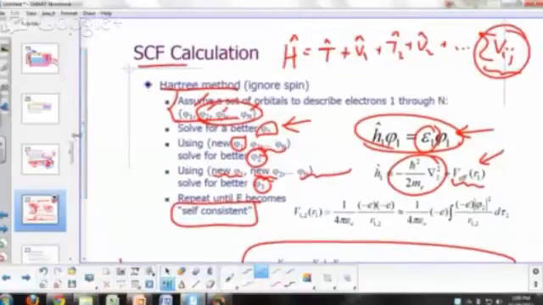So you reduce your problem to a single electron problem. Imagine that electron to be moving in a field that is affected by the other electrons. You do not explicitly take into account the other electrons. You just treat them in an average way.